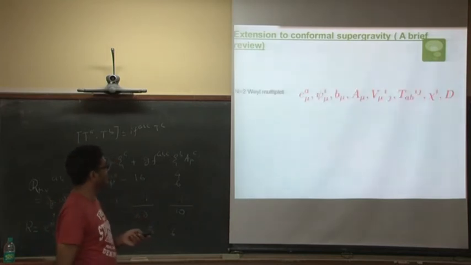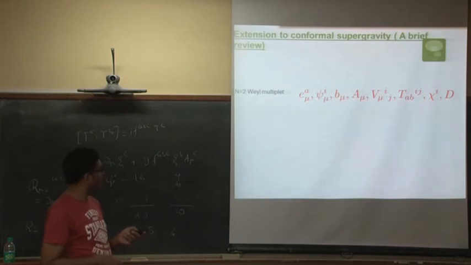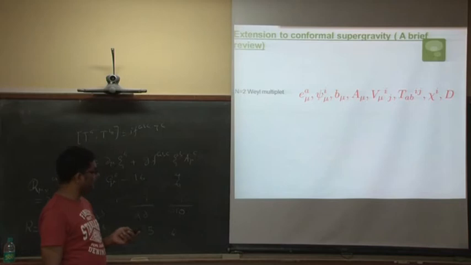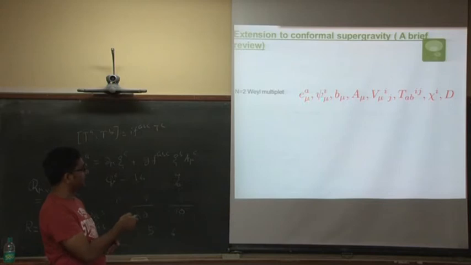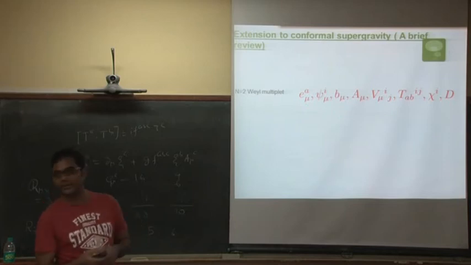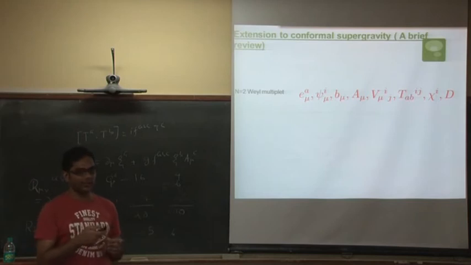I think it was done in the 80s. So for n equal to 2, you finally get a Weyl multiplet. So you have e_mu^a, the gauge field corresponding to P_a. You have psi_mu^i, you have b_mu, and you have the R-symmetry gauge fields. This is a U(1) R-symmetry, this is an SU(2) R-symmetry gauge field. So these are the independent gauge fields. I'm not writing down the dependent gauge fields, which are omega_mu^ab, f_mu^a, and phi_mu^i, which corresponds to S-supersymmetry.